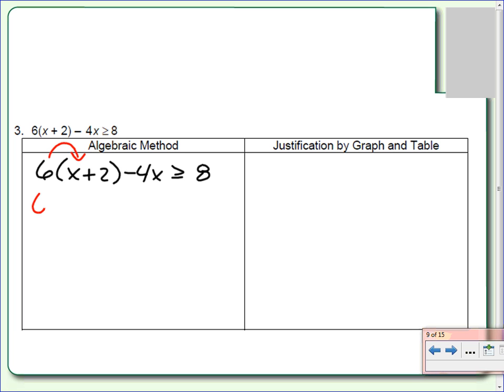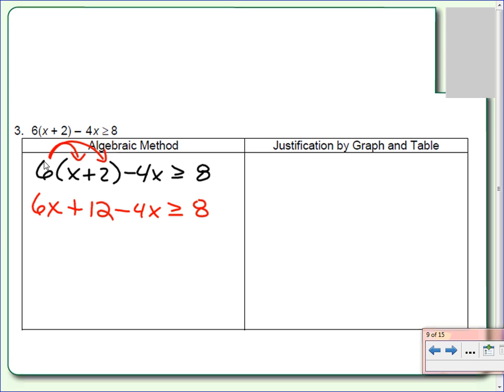6 times the x is going to give you a 6x. Take that same 6, multiply it with your 2. 6 times 2 gives you 12. Bring down everything else. Bring down the minus 4x. Bring down the 8. There's your first step.